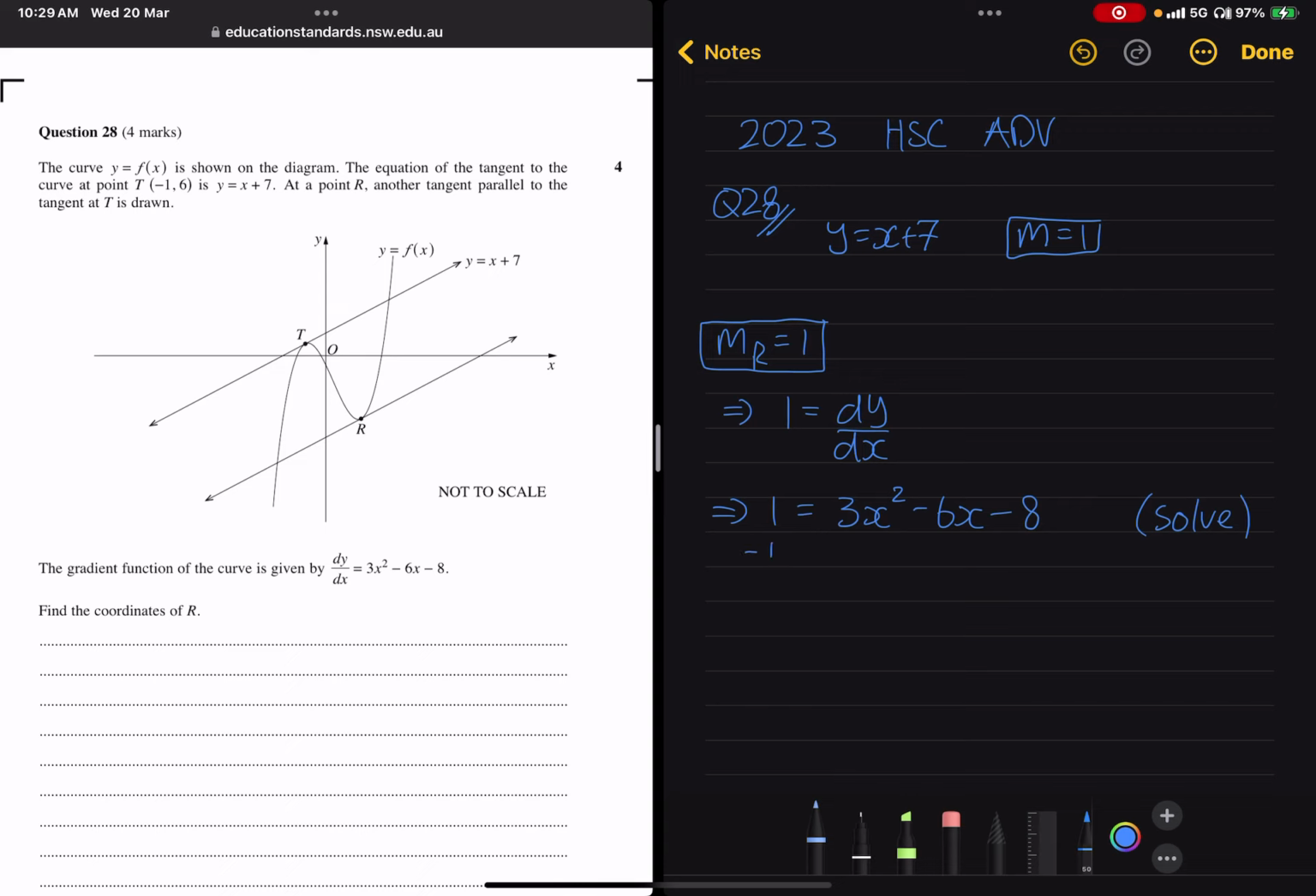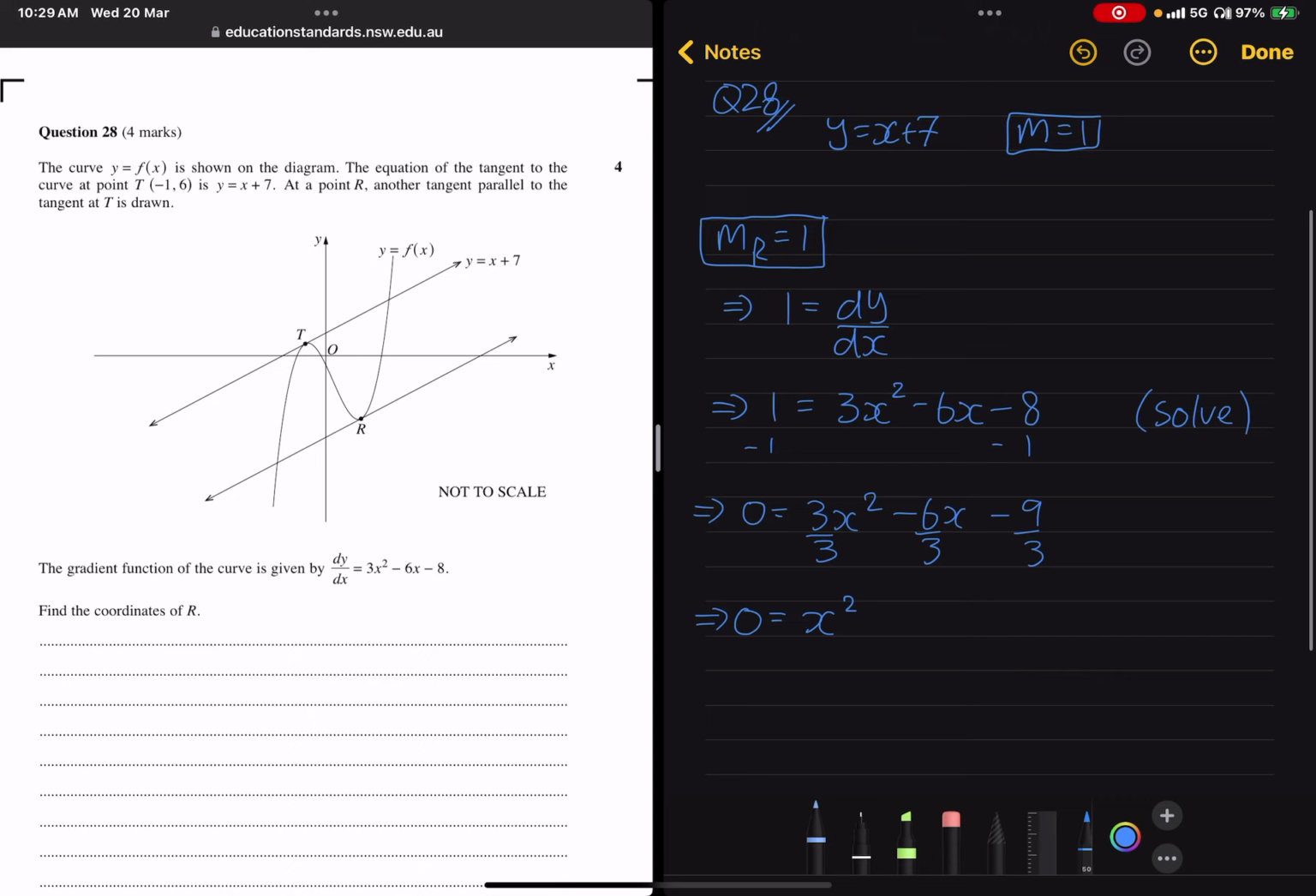So we have minus 1 from both sides. We've got 0 is 3x squared minus 6x minus 9. Divide everything by 3. This gives us 0 is x squared minus 2x minus 3. Now we need to either factorize this or use the quadratic formula. So we need two numbers that multiply to give minus 3, add to give minus 2. That could be minus 3 and plus 1. So this becomes x minus 3 and x plus 1. So this implies the solutions are x is 3 and x is minus 1.